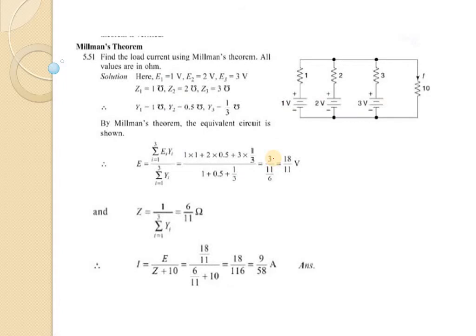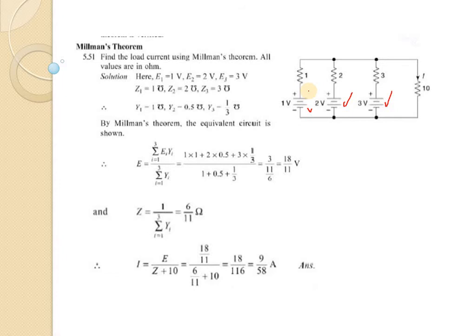Now let us consider one simple example of Millman's theorem. Find the load current using Millman's theorem, where all the given values are in ohms. We can see that there are 3 voltage sources, 1 volt, 2 volt and 3 volt, and all these voltage sources are connected with series resistances of 1 ohm, 2 ohm and 3 ohm.